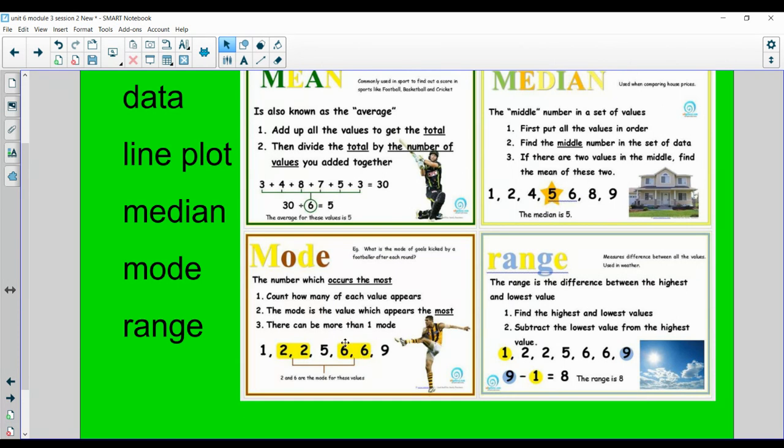So whatever number you see the most, or if on a line plot, it's whichever one would have the most X's. Not the highest number, but the most X's on the line plot.